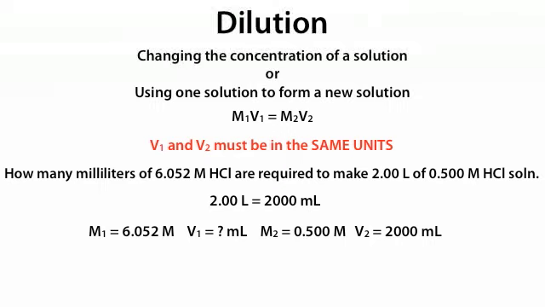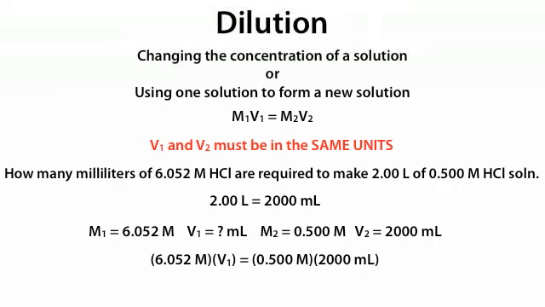M1 is the original molarity, which is 6.052 molar HCl. Volume 1 is unknown. We want to know how many milliliters of the original 6.052 molar HCl solution are required to make 2 liters of the 0.500 molar HCl solution. Our molarity 2 is the molarity of the new solution. That's given as 0.500 molar. V2 is the new volume, which we've converted in milliliters to 2,000 milliliters.